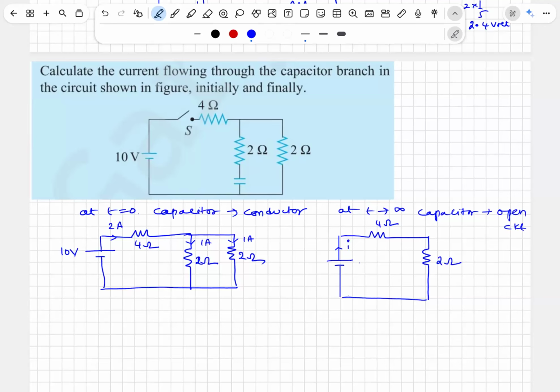Current is high. 10 volt. Capacitor branch.